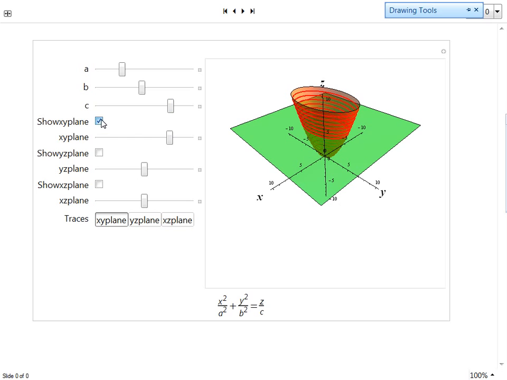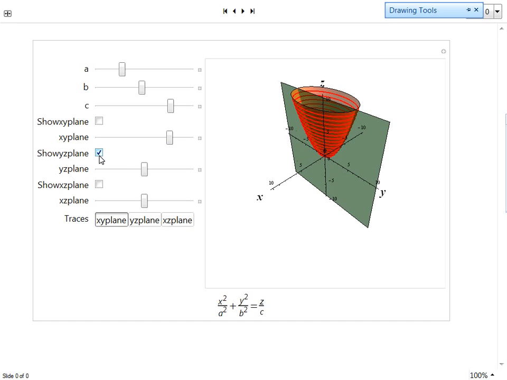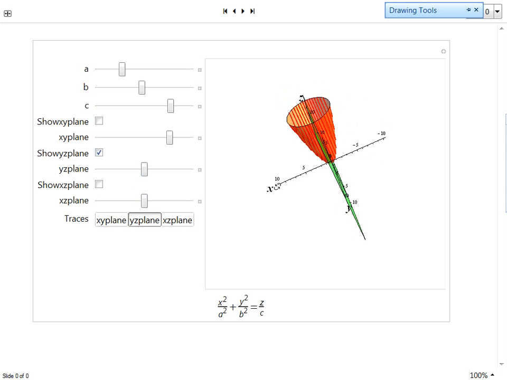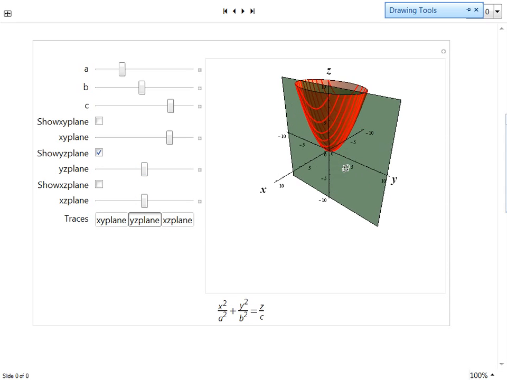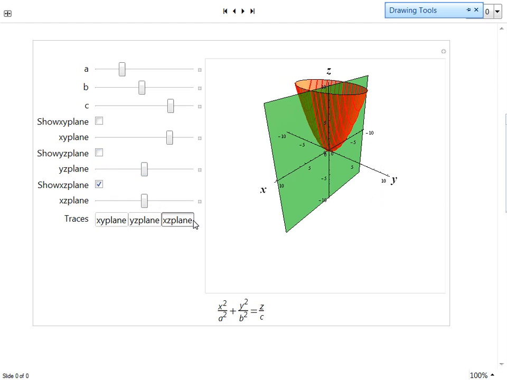Now if I cut it with the YZ plane, what's it going to look like? Parabolas. There they are. See them? Back and forth, parabolas. What if I cut it with the XZ plane? Parabolas again. So it's called an elliptic paraboloid.